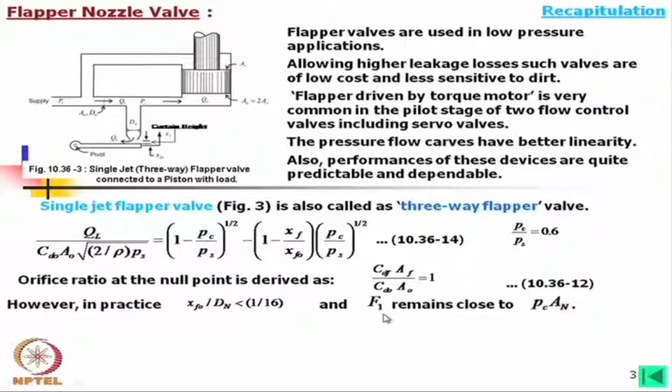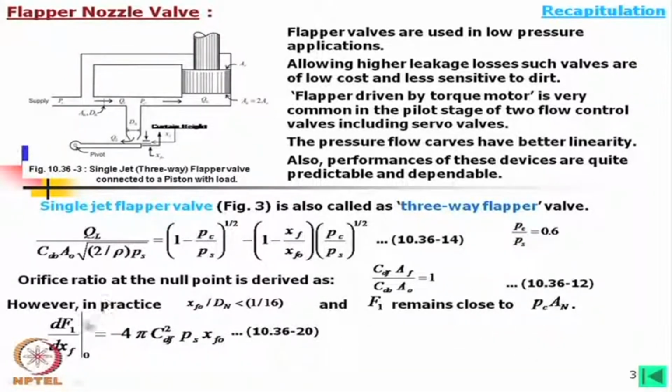And F1 is the force due to this flow, here remains also PC and AN. AN is the area of this hole, not this curtain area. Just compare with this, AN is this area. Okay.